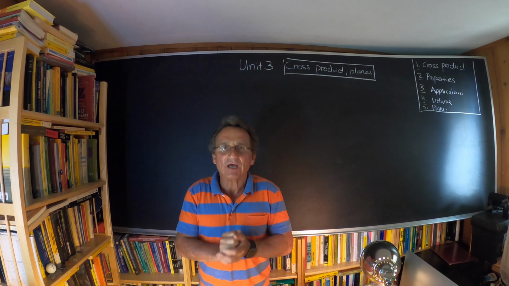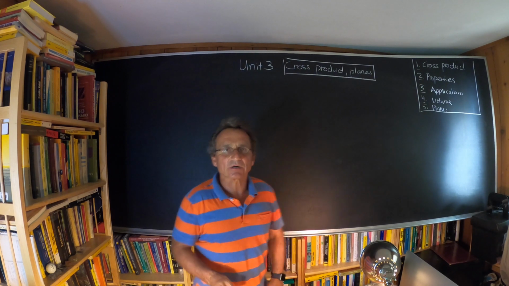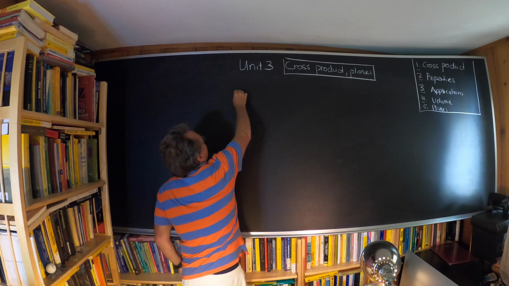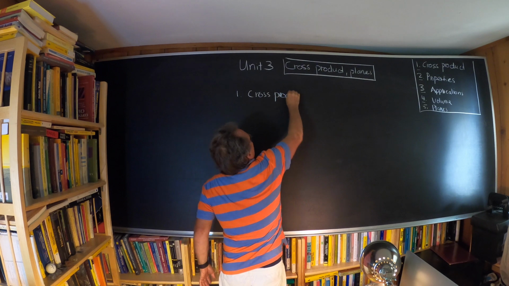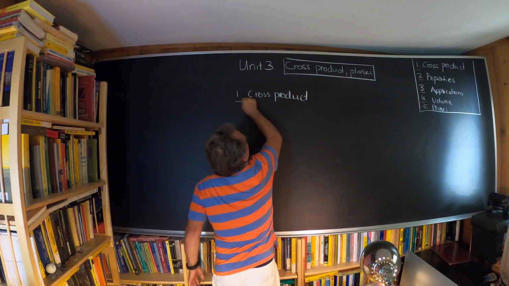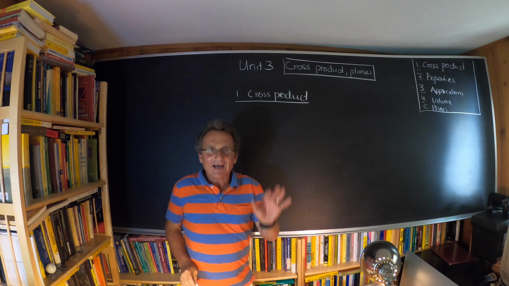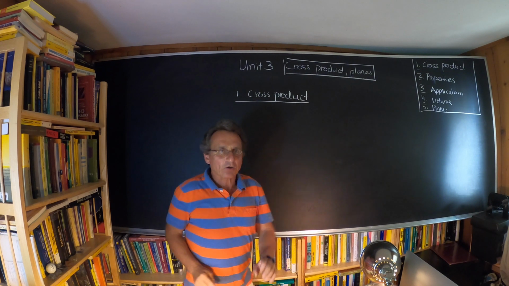Welcome to Unit 3. Today we talk about the cross product. Let me introduce that first. So today I will mostly write the vectors as column vectors.